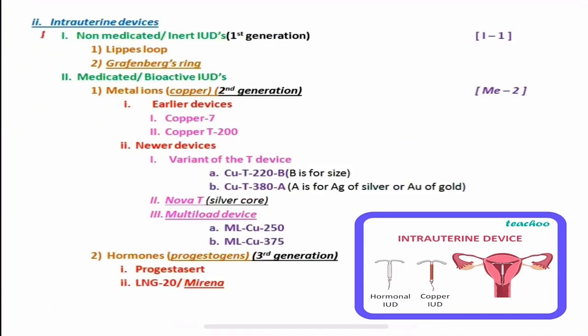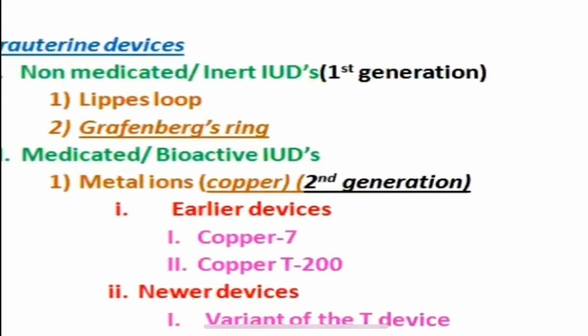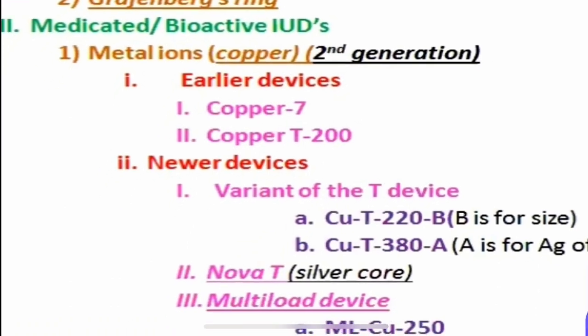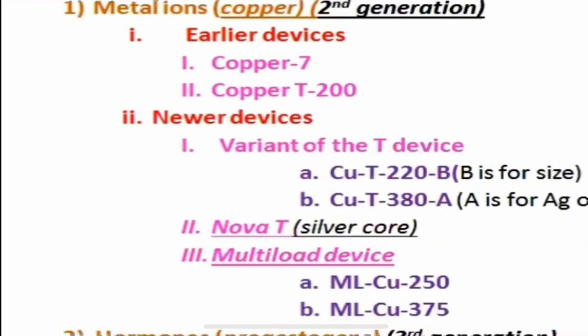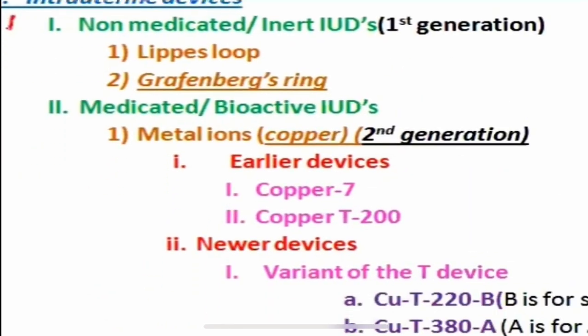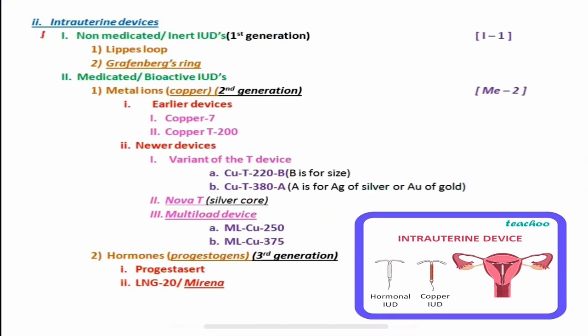Moving on, we have the second one, that is intrauterine devices or IUDs. Remember there are three generations of IUDs. The non-medicated or inert IUDs are first generation. The medicated or bioactive IUDs are the second generation. The third one, hormone releasing, is the third generation.